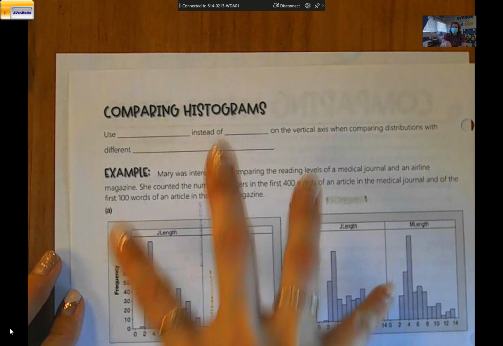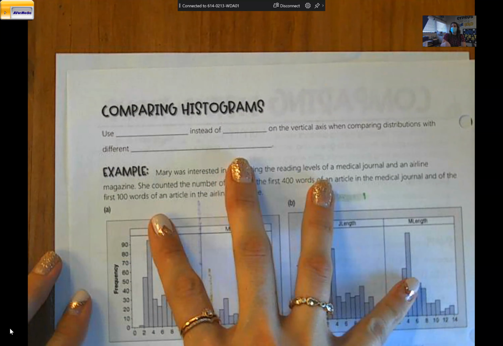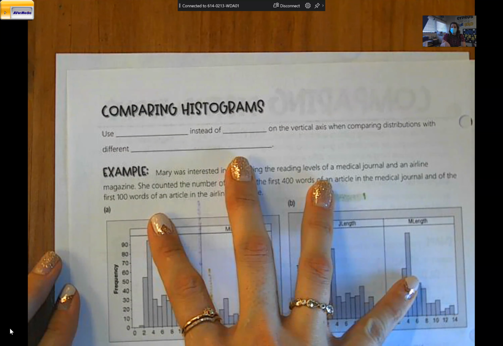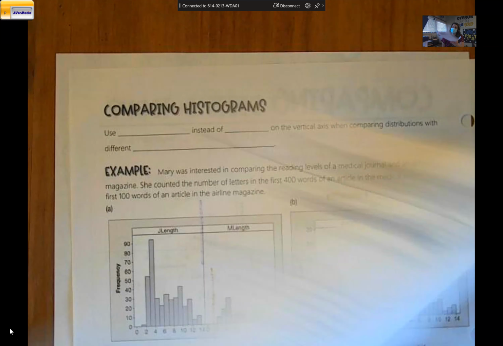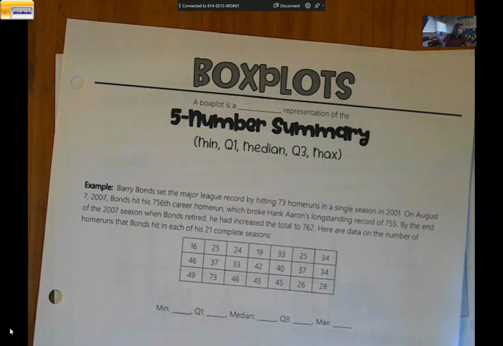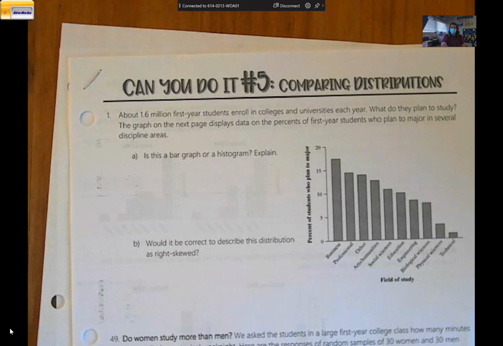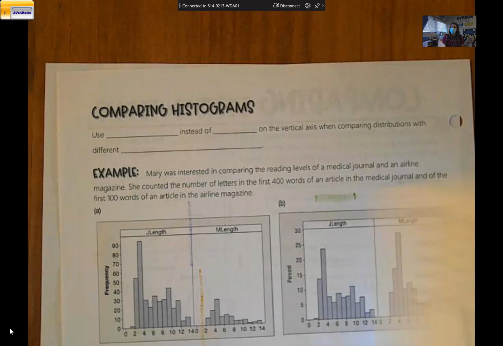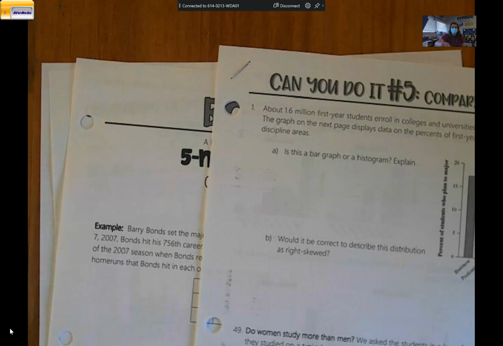So this is what you guys will finish on Friday. I will make a separate video for this. And then you guys will do the box plot page that I brought you that's just front and back. Your homework for today is, can you do number 5? So today's homework is number 5. Friday's work is comparing histograms and your box plots paper that I brought you. We okay there? Okay.